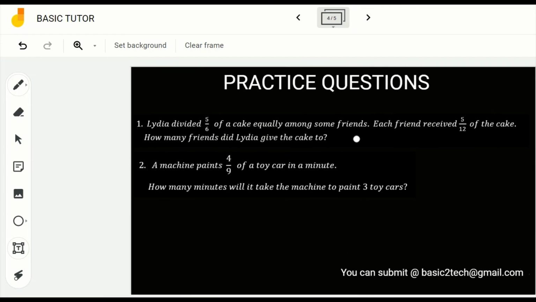Here is a practice question for you to test your understanding of these concepts. Feel free to show your workings on a piece of paper and send your working to this email address, and we shall respond to you as soon as possible.